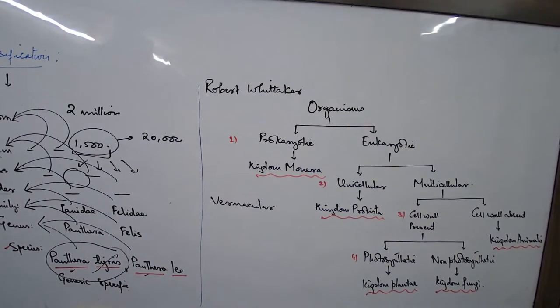Common names or vernacular names create confusion and are difficult in identifying a specific plant or an animal in different regions of a country or different countries.